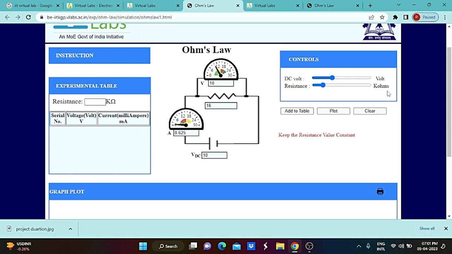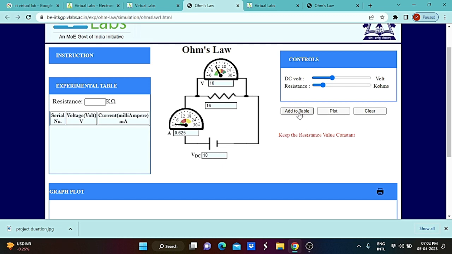So here kilo ohm is mentioned. So 16 kilo ohm value is taken here, and DC voltage is 10 volt. We have already said here the corresponding voltage value is 10, which is shown in this voltmeter value. At the same time, the exact current flow through this ammeter can also be shown here. That is 0.625 amps is passing through this resistor.